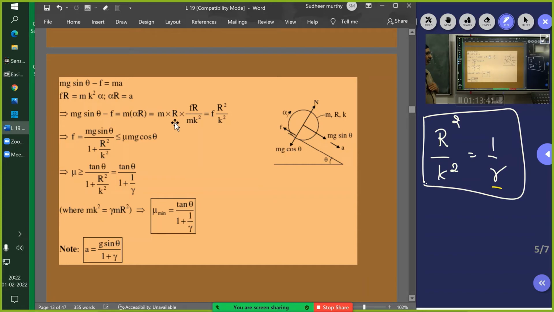So here the alpha value has been substituted by f r by m k square. The m will cancel, r square by k square stays, so mg sin theta minus f will be equal to f into r square by k square. So you separate out f here, that's all.